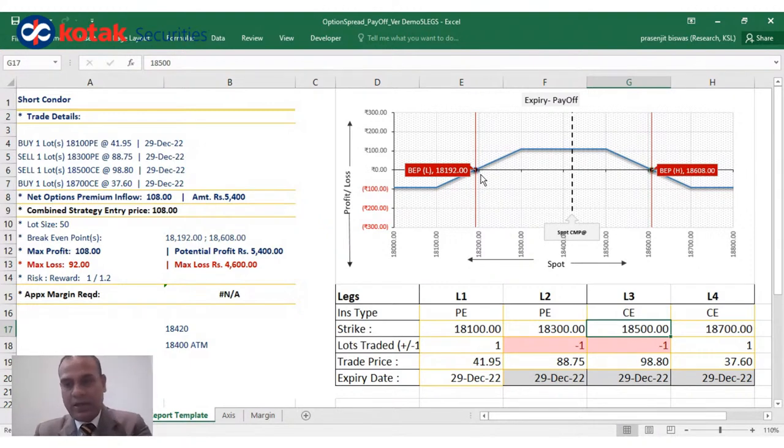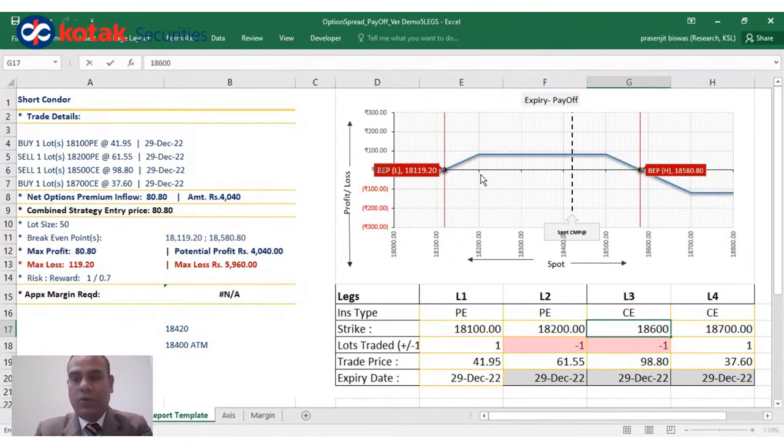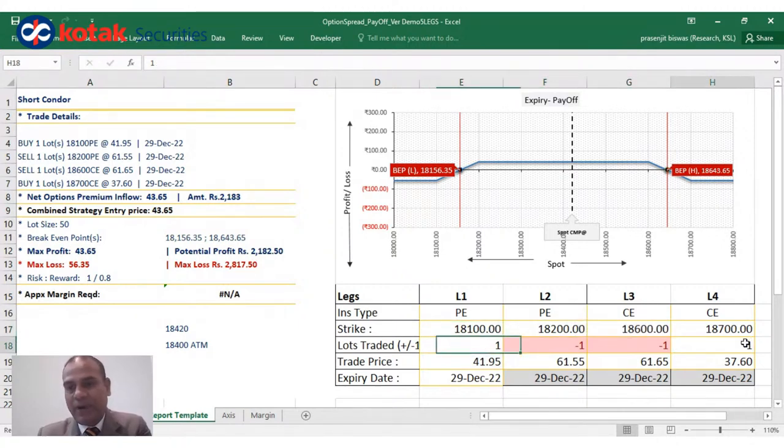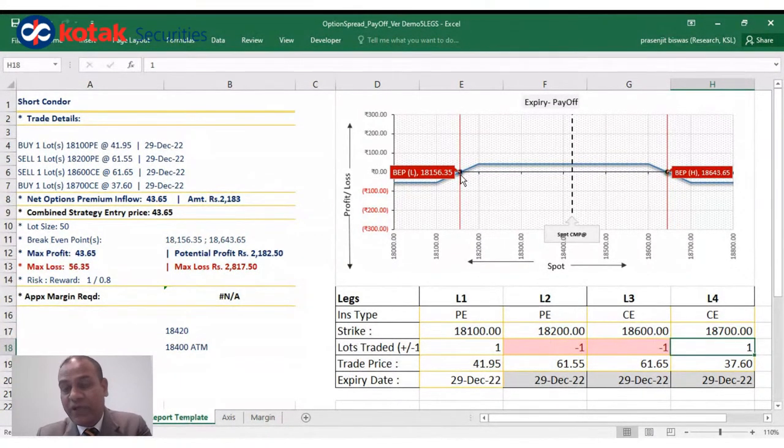So maybe let's just shift a bit more. Let's say I did 18,200 and 18,600. So here I'm selling 18,200 and 18,600 calls and puts, and I'm buying a protection just above 100 points or below 100 points, right? So you see my break-even points have moved even further to the left and right. But the trade-off is that my maximum profit potential has also come down. So there is always this trade-off between safety and profitability. Agar mereko safety zyada chahiye to profit kam hoga, agar profit zyada chahiye to mereko safety usme kam rahega, right?